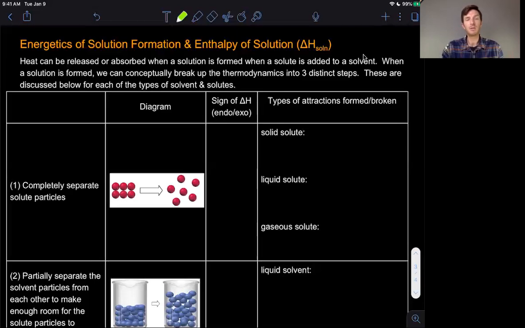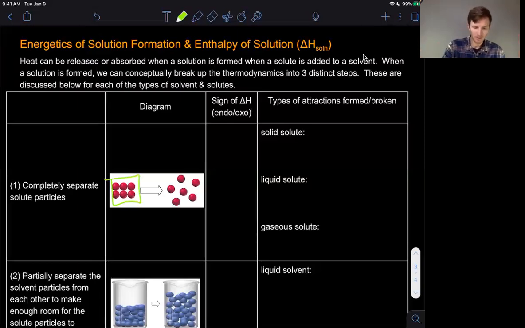Our first step is thinking about completely separating all of our solute particles. Why would you say they're completely separating? Remember, we said in our previous video that our solute is the minor component, so it's going to be the thing that breaks apart and separates the most. So we think of it as all of these particles stuck to each other, and now we're going to separate all those things away from each other.